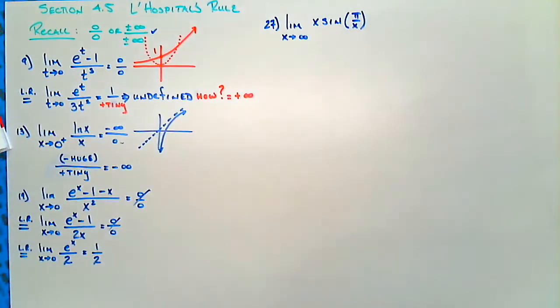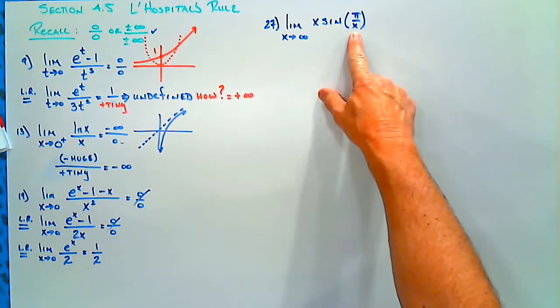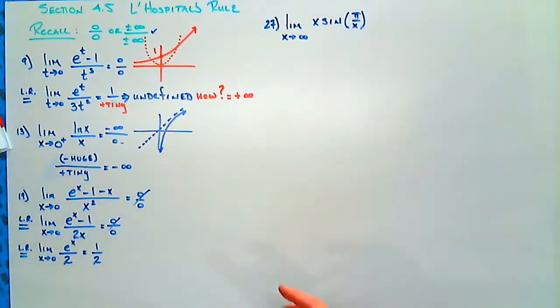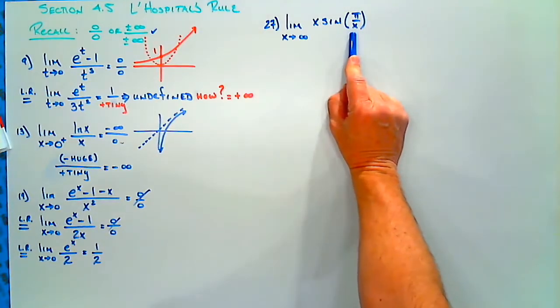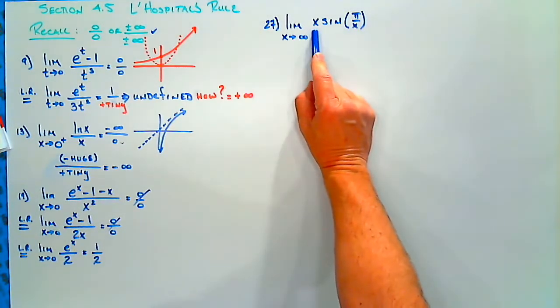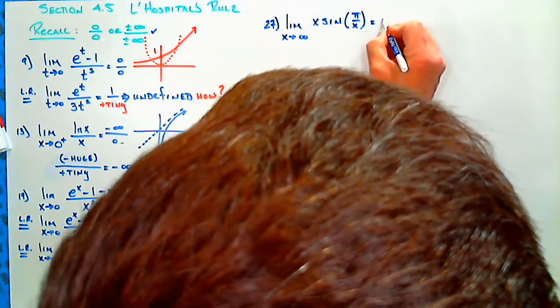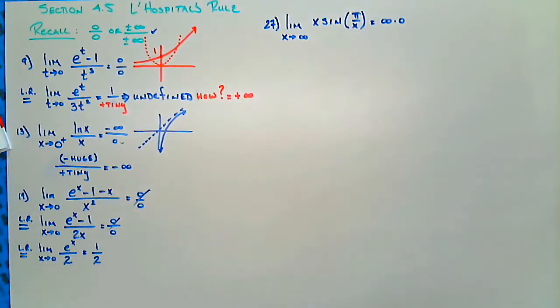Okay. Now, if we try to plug this in, what do we get? Right? What do we get? We get infinity into pi. Pi divided by infinity is 0. So that's going to be the sine of 0. That's going to be 0. However, this is infinity. This is of the form infinity times 0. Infinity times 0.